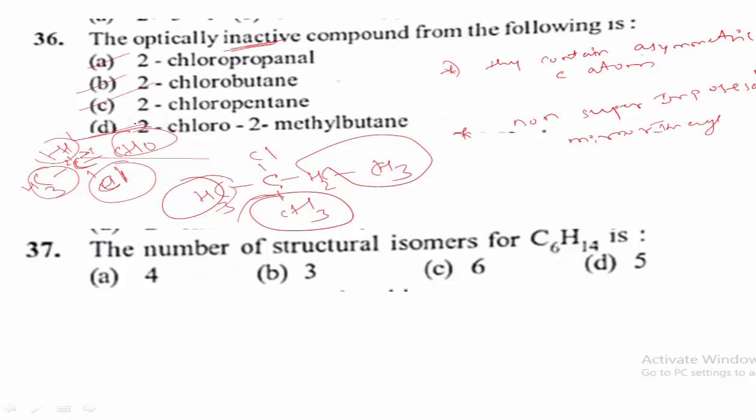Okay, next question number 37, students. The number of structural isomers for C6H14 is. Okay, students, structural isomers. When you observe the molecular formula of the given compound, C6H14, it is one of the alkanes. Is it right? Yes, because it follows the general formula CnH2n+2.